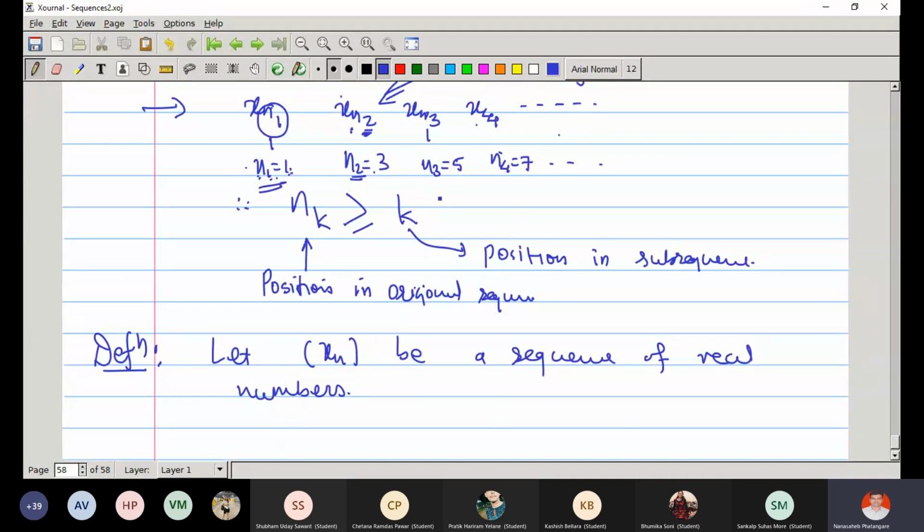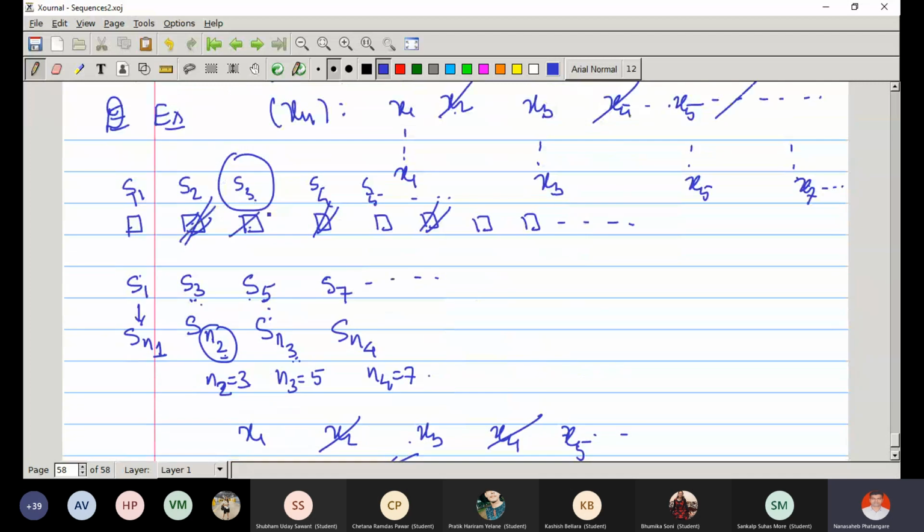Suppose students are standing in a row and suppose some students go away. Right? These 3 students go away, then one more student goes away, then the next 5 students go away. What will happen?